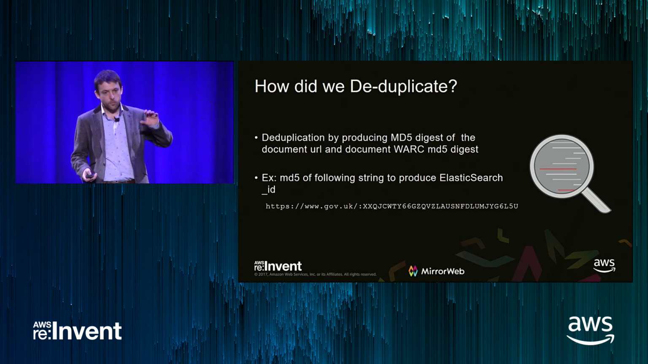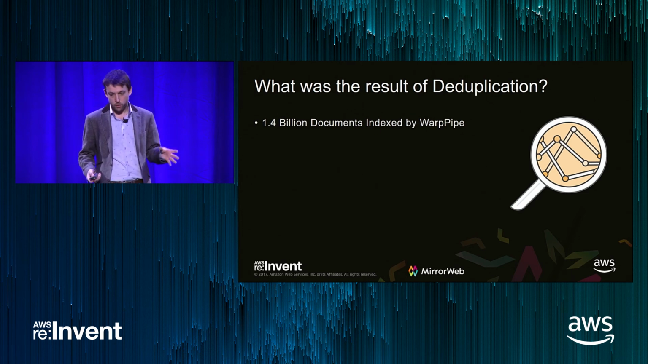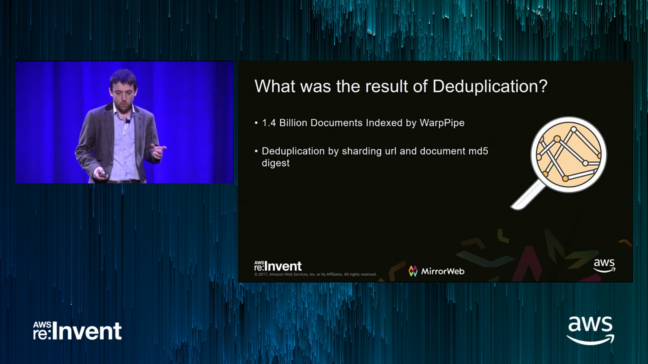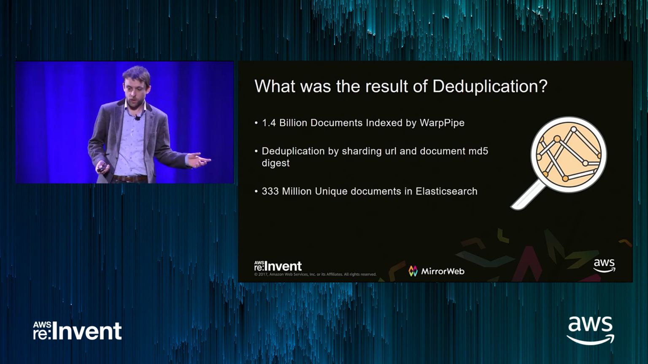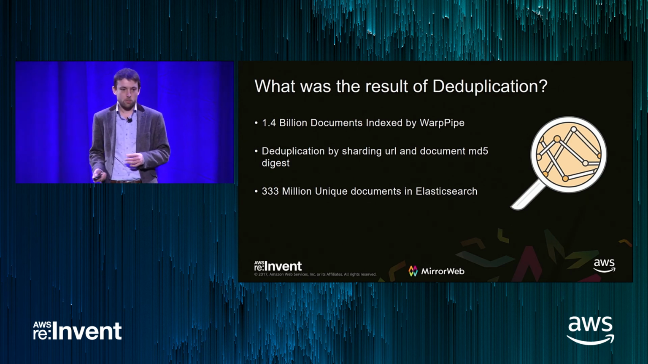And what we did is we actually did push 1.4 billion documents into Elasticsearch, but we overwrote them. It was a very quick and crude way that actually worked very efficiently. So we indexed 1.4 billion documents, and then with this deduplication, we ended up with 333 million unique documents in Elasticsearch. It worked quite well.